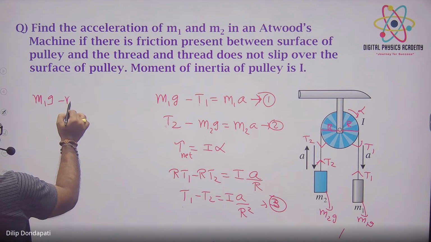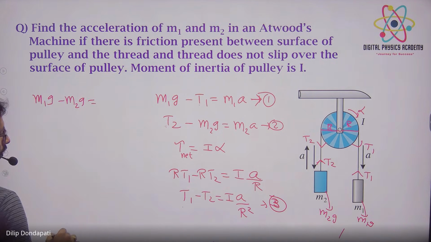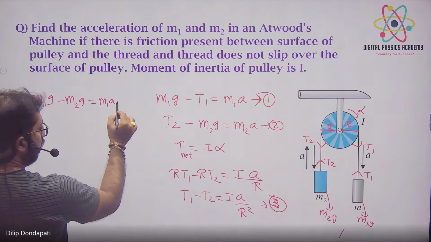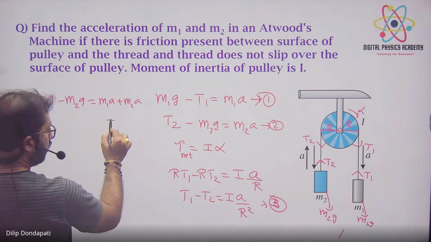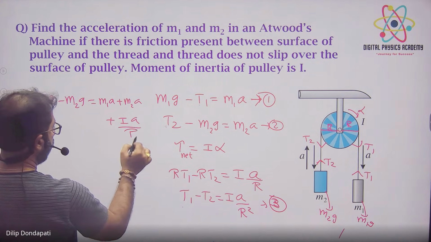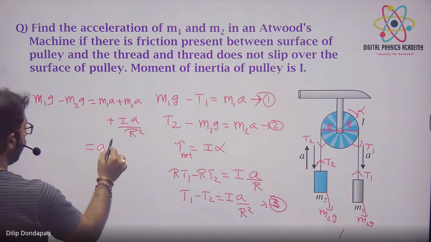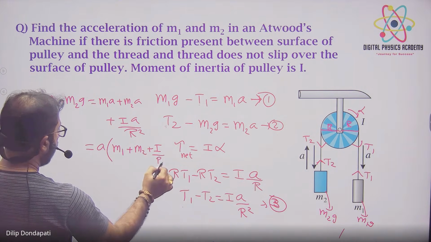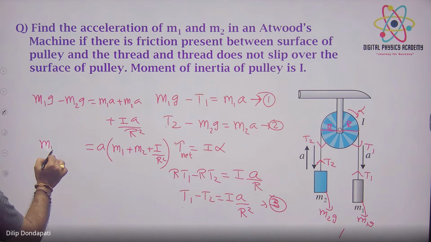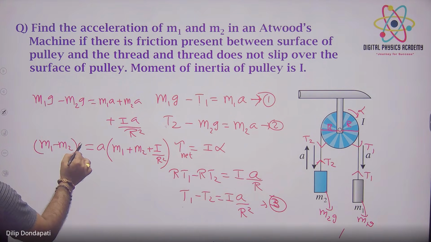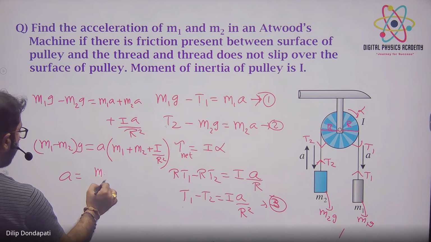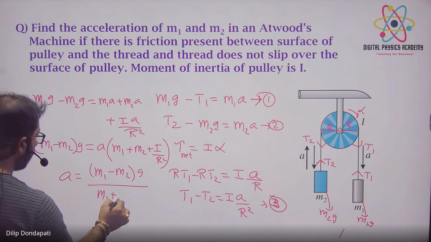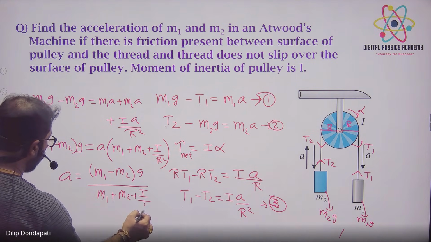M1G minus M2G is equal to, और क्या चाहिए? M1A plus M2A plus IA by R square, right? इधर A कॉमन ले रहा हूँ. M1 plus M2 plus I by R square. M1 minus M2 into G. So therefore, A is equal to M1 minus M2 into G by M1 plus M2 plus I by R square.